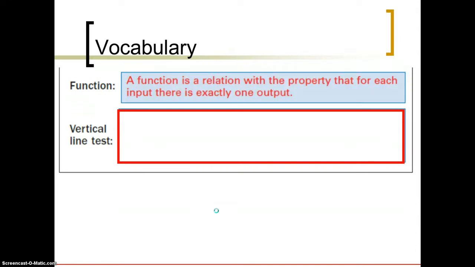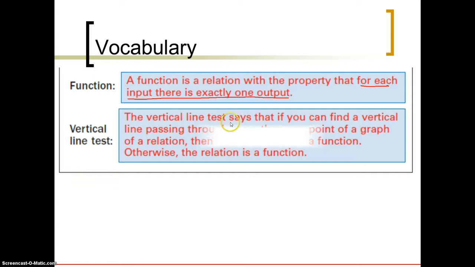A function is a relation with the property that for each input there is exactly one output. This is key to remember what a function is. For each input, there is exactly one output. You can tell if it's a function by using the vertical line test. If you find a vertical line passing through one or more points of a graph of a relation, then the relation is not a function. Otherwise, the relation is a function.